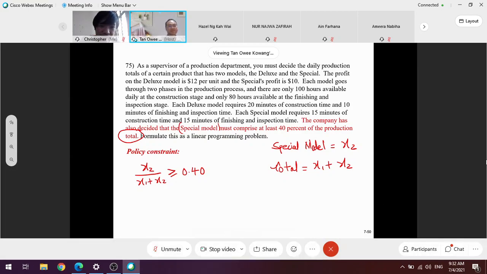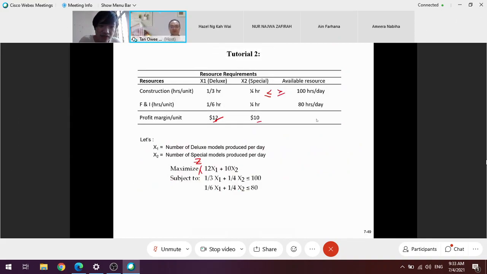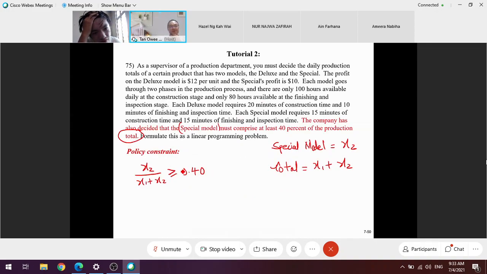But I cannot stop like that. Why? I must arrange it in this format. Why must I arrange it like this? I have not told you yet. You must arrange it like this because later, when you want to solve this problem using QM window, you have to key in this format. So I cannot stop here. If I stop here, later on I am not able to key this into the QM window.